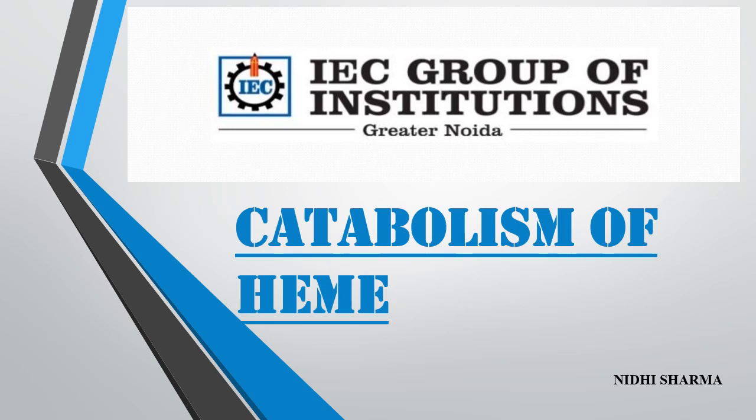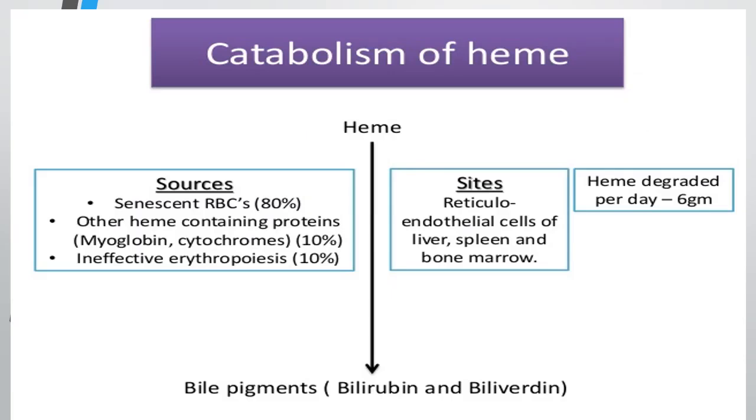Hello students, today in this video I will explain about catabolism of heme. Catabolism of heme gives bile pigments like bilirubin and biliverdin.